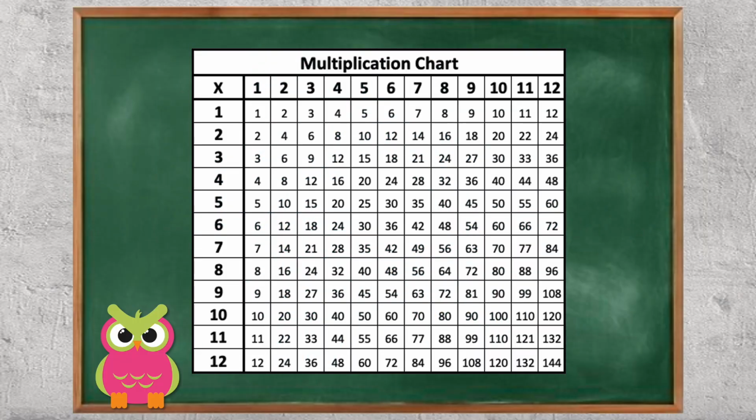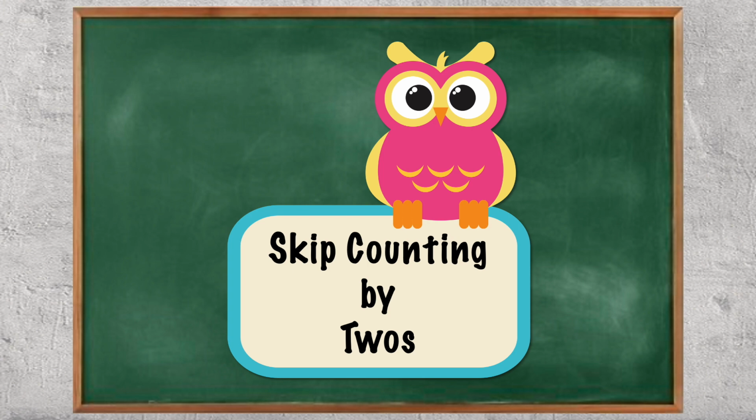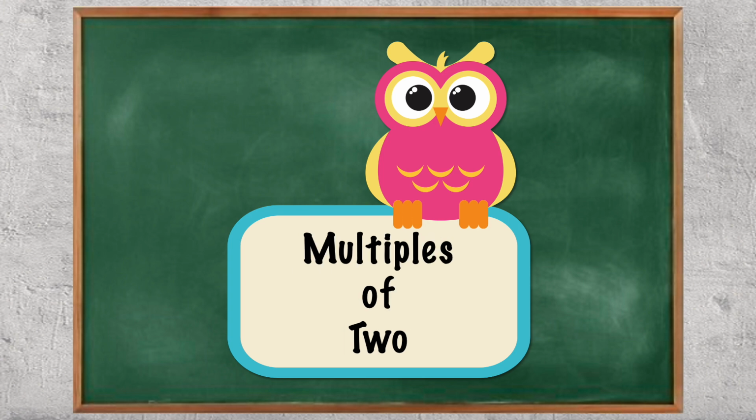Let's look at the line of numbers across, starting with the number 2. We have 2, 4, 6, 8, 10, 12, 14, 16, 18, 20, 22, 24. We can get those numbers by skip counting by twos. They're called the multiples of 2.